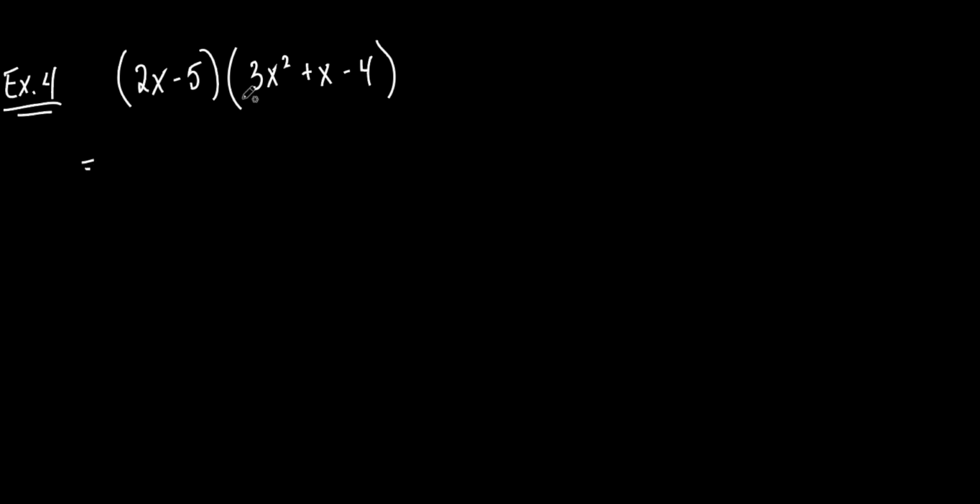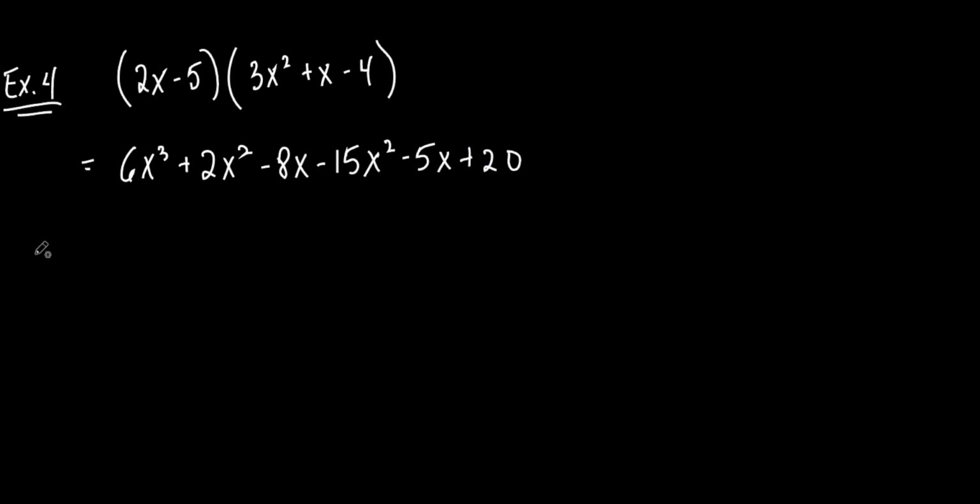So what do we got? 2x times 3x squared, 6x cubed. 2x times x, plus 2x squared. 2x times negative 4, negative 8x. Everybody good? All right, now let's do the negative 5 multiplied by that parentheses. So negative 5 times 3x is negative 15x squared. Negative 5 times x is negative 5x. And negative 5 times negative 4 is plus 20.